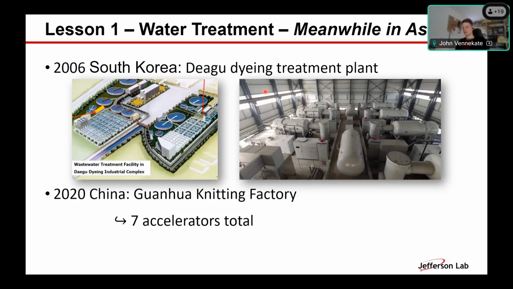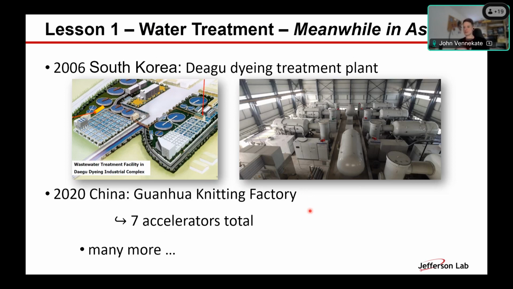But moving forward, also recently, with support from the IAEA, the International Atomic Energy Agency, in terms of doing the fundamental research and technology development in China, there were multiple plants. There's an example here of 2020, where in a knitting factory, again in the textile industry, they set up a total of 7 particle accelerators. In the picture over here on the right, we can see the 7 machines, again used to treat the industrial wastewater generated by that facility.